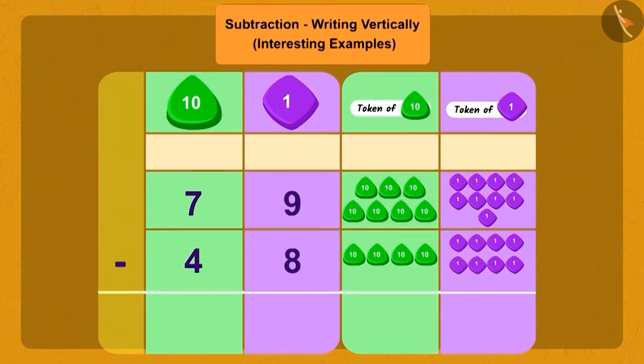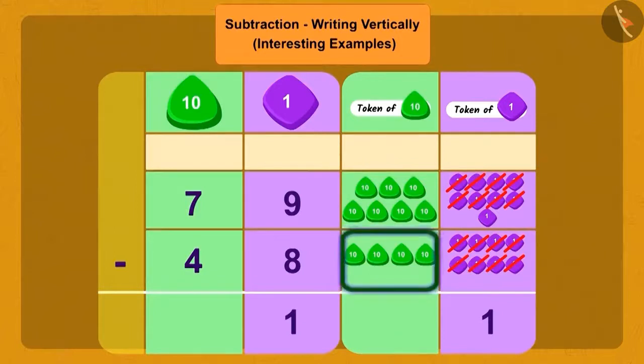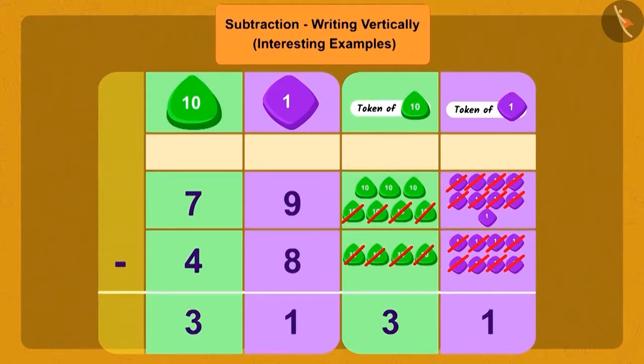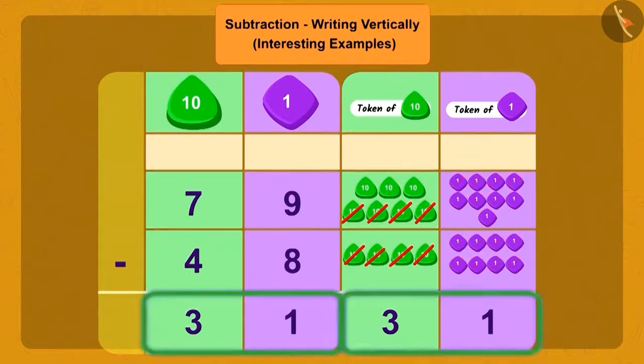Yes, to know the number of pearls left, the bird must subtract 48 beads out of 79 beads. Now, if we remove 8 ones from 9 ones, then how many ones are left? 1 ones. Now, if we subtract 4 tens from 7 tens, then 3 tens are left. So how many pearls are left with the bird now? Yes, now 31 pearls are left with the bird. Well done, children. Both the bird and you have answered it correctly.